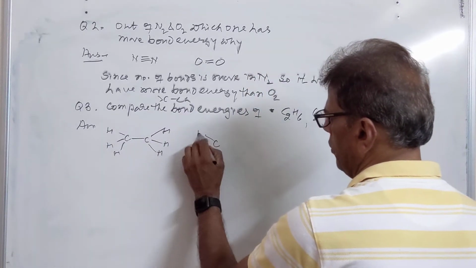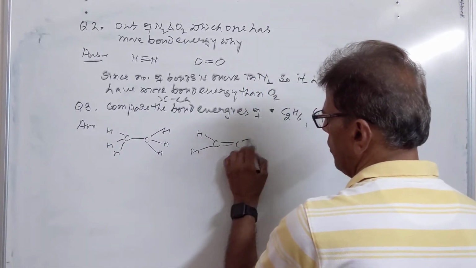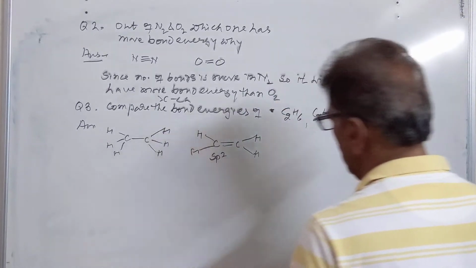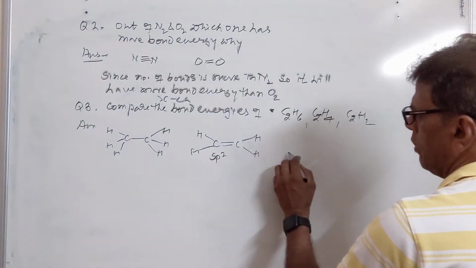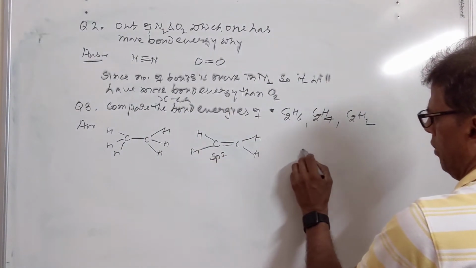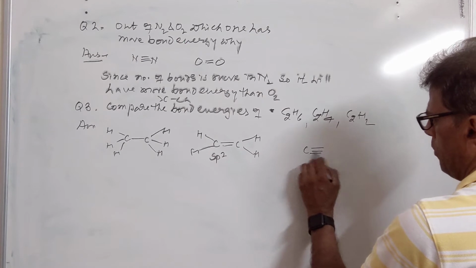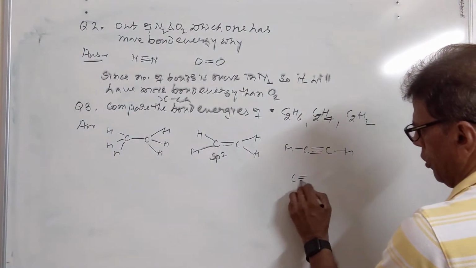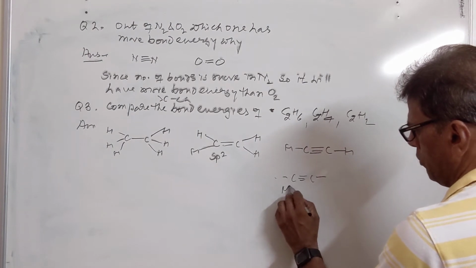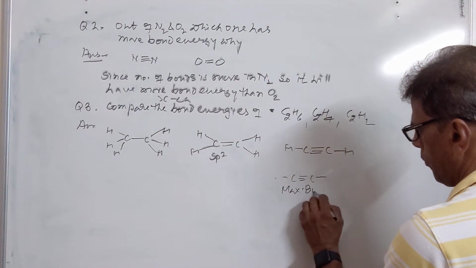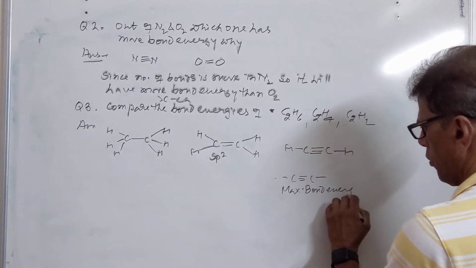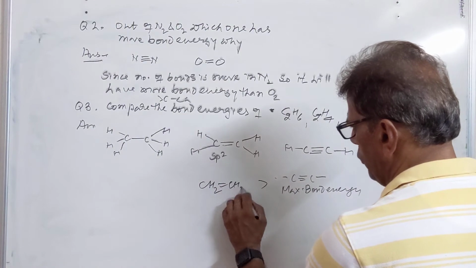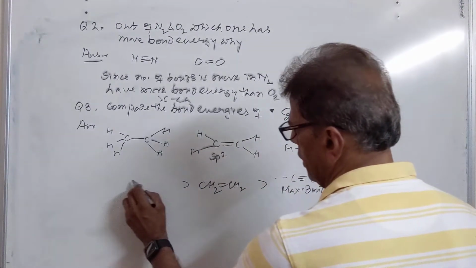In the case of ethylene, carbon is sp2 hybridized, a carbon-carbon double bond is present, and other bonds are single. Then we have acetylene, with a triple bond between the carbons. Now it has been seen that the bond energy of a triple bond is the maximum. Then it is the turn of ethylene, then ethane.